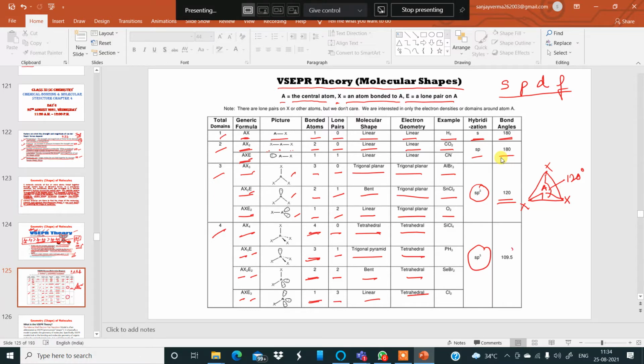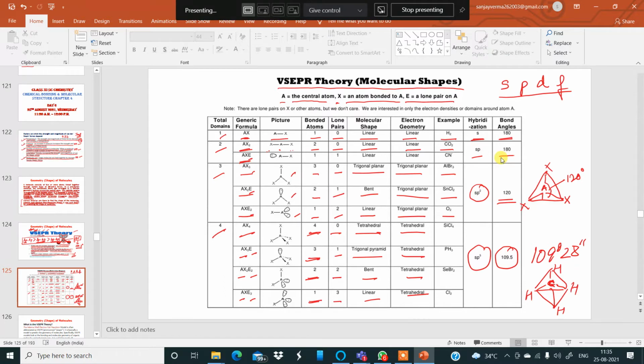The bond angle is 109 degrees 28 minutes, and the tetrahedral shape is like this. If you put carbon in the center and hydrogens on the vertices of this tetrahedron, then you get a shape like this. This carbon is lifted from the plane of the four hydrogens towards you. So that's a tetrahedral shape.